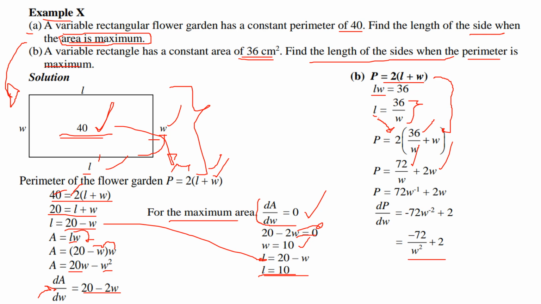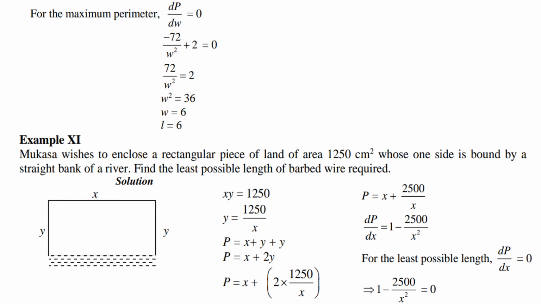But remember that for perimeter to be maximum as quoted in the question, we have to equate the first derivative of perimeter to 0. It's saying that dP in respect to W is going to be equal to 0. Getting the expression and equating it to 0, putting to this side and cross multiplying, you're going to end up with 2W squared being equal to 72. And then you divide by 2, you're going to end up with W squared being equal to 36. Then you find square root on both sides, you're going to end up with W being equal to 6.